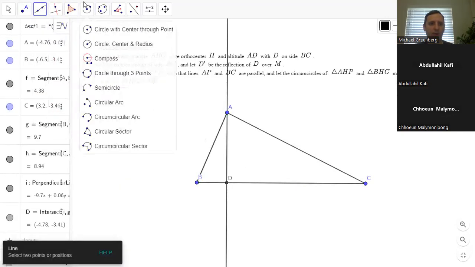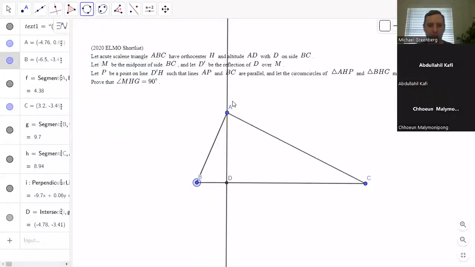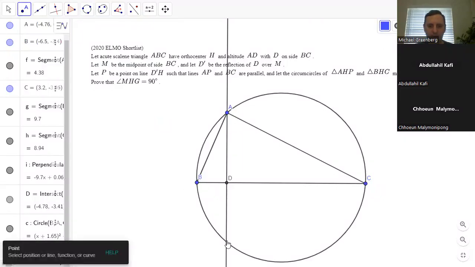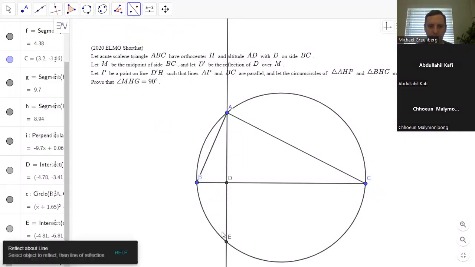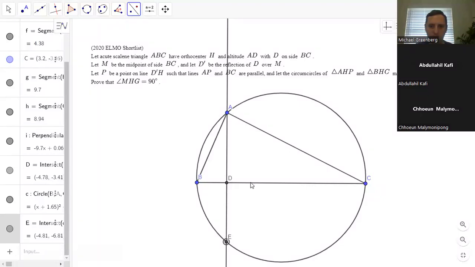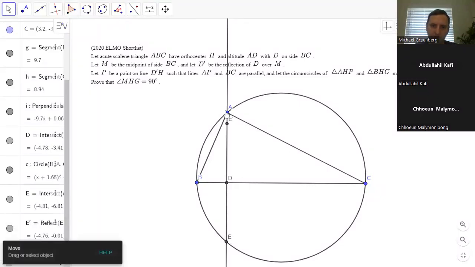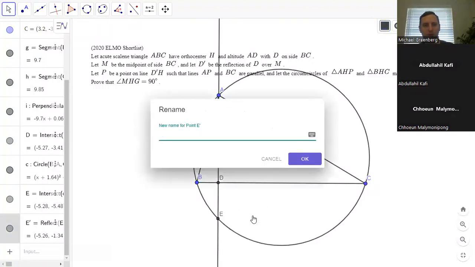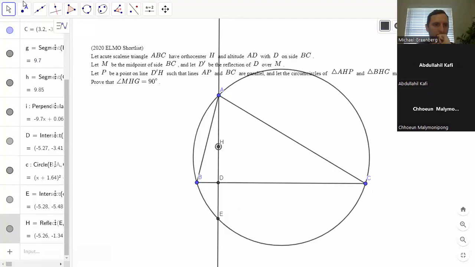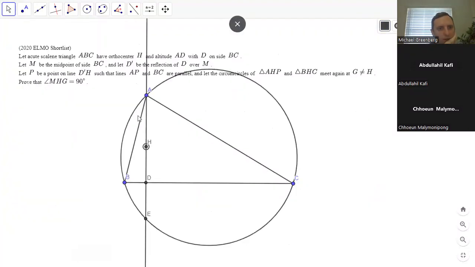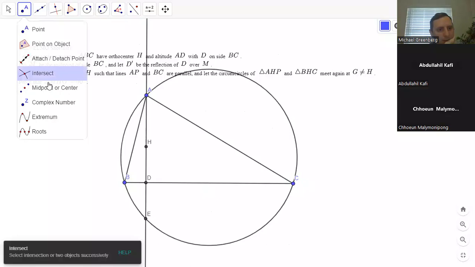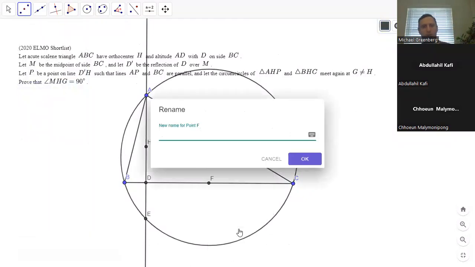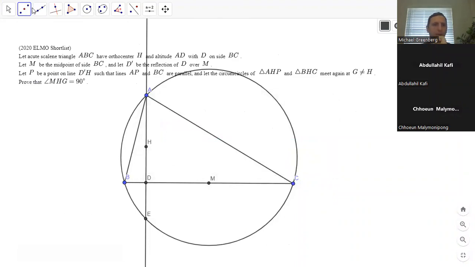Actually, you know what? I'll just do this. Just going to reflect this over, and that'll be H. So that's the orthocenter. So this is H. And M is the midpoint of BC. D prime is the reflection of D over M.